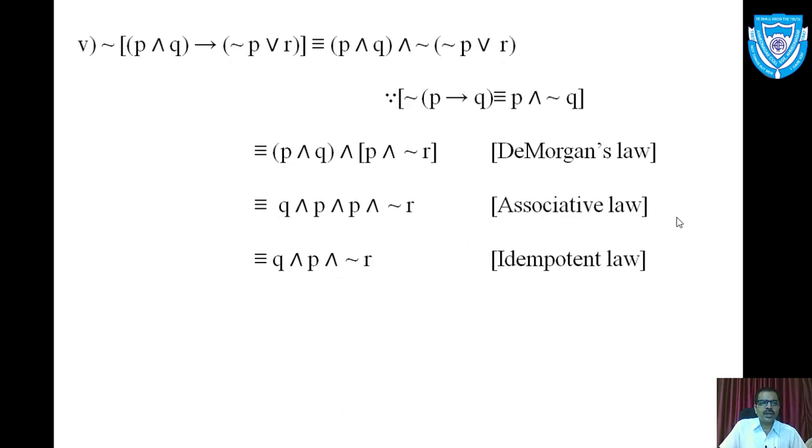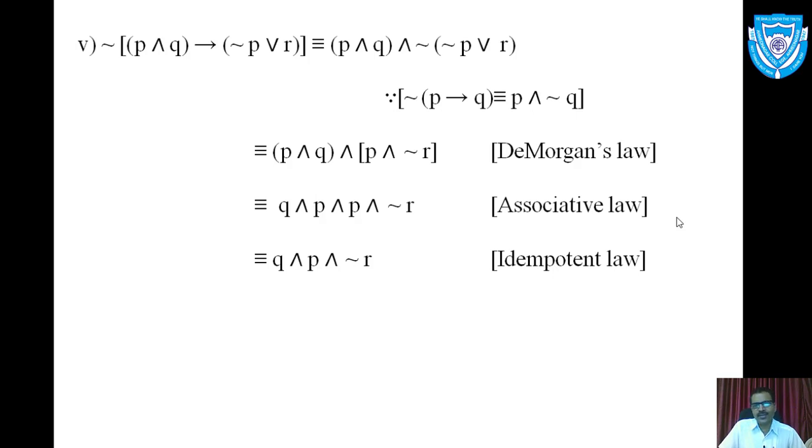Fifth one, negation of P and Q implies negation of P or R. Again we know that negation of P implies Q is P and negation of Q. One can make use of this result. So according to this bracketed result, we can write the negation of the given proposition. Negation of P and Q implies negation of P or R becomes P and Q, and negation of P or R.